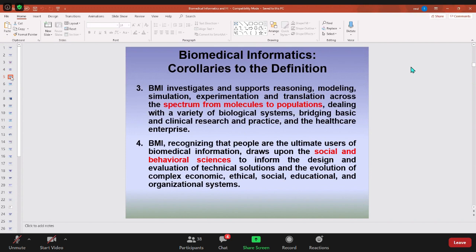So sooner or later, you will find that in the slides, there are more jargons about informatics. So BMI, recognizing that people are the ultimate users of biomedical information, draws upon the social and behavioral sciences. So biomedical informatics covers the behavioral sciences to inform the design and evaluation of technical solutions and the evolution of complex economic, ethical, social, education, and organization systems. So in biomedical informatics, it's not only looking at the pure biological system, but at the translational component of the health systems.